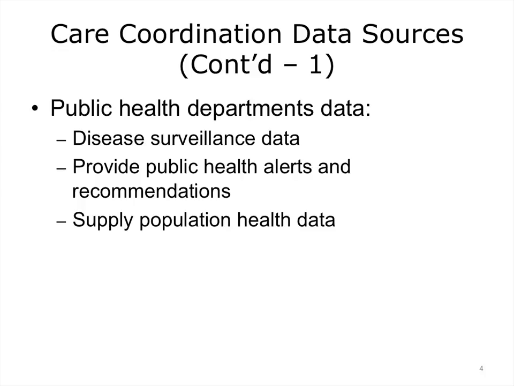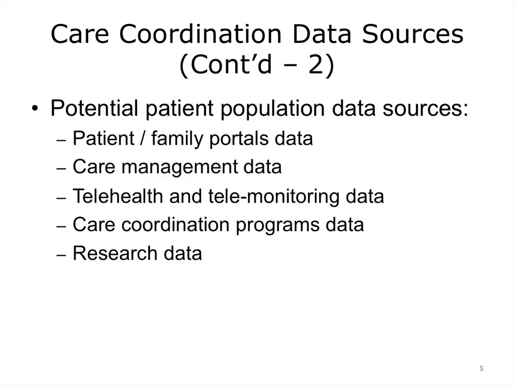Public health departments data to coordinate patient care includes disease surveillance data, public health alerts and recommendations, as well as supply population health data. Potential patient population data sources to coordinate patients' care includes patient and family portals data, care management data, telehealth and telemonitoring data, care coordination programs data, and research data.